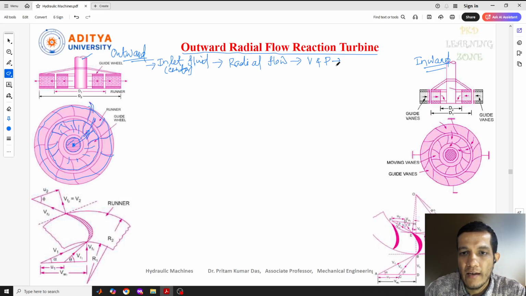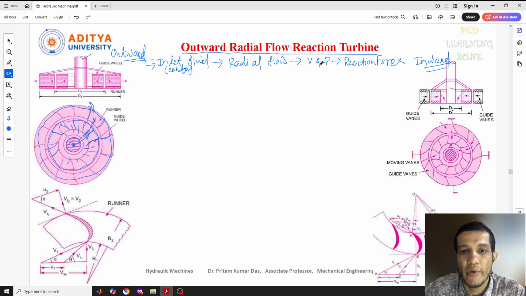Thereby we get a reaction force, created due to the change of velocity and pressure. When the fluid passes through the blades, as I told you, there is a reaction force on the blade that is due to the pressure difference. Okay, a pressure difference will be created.